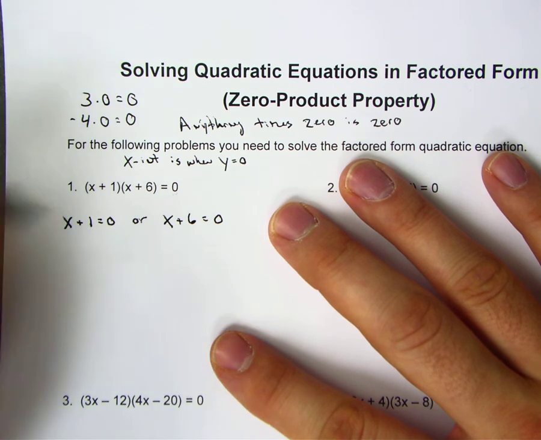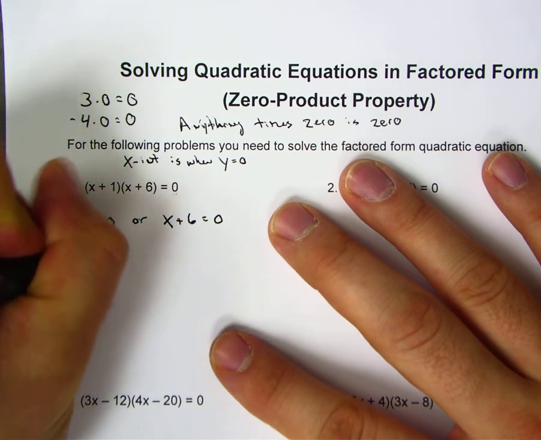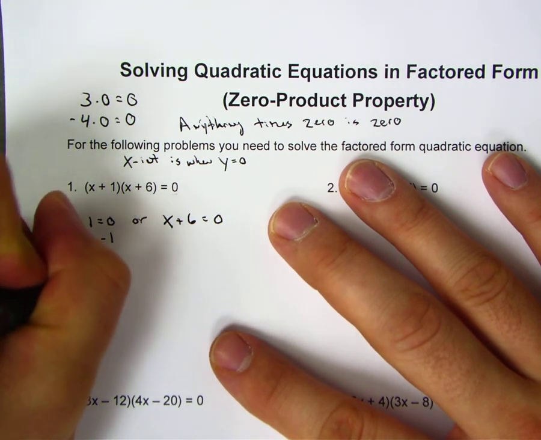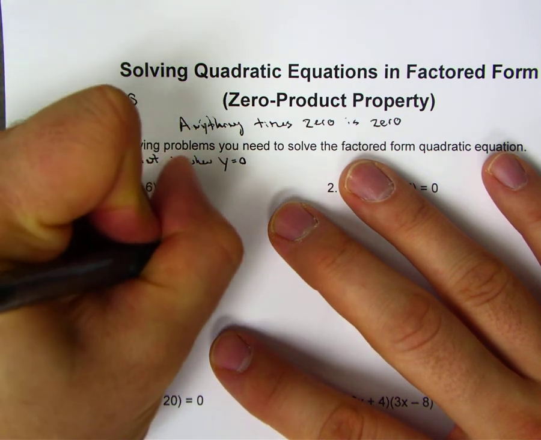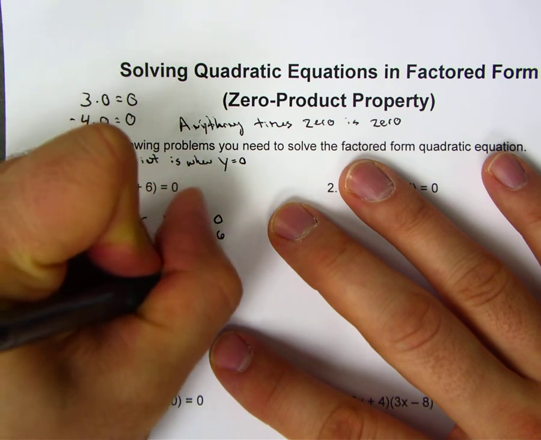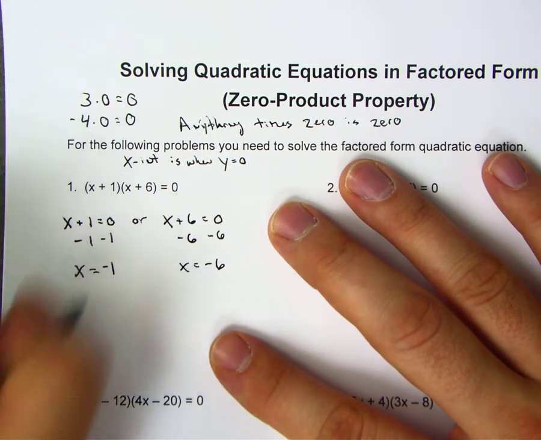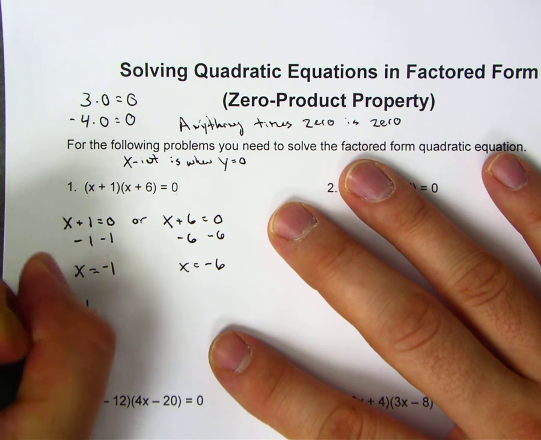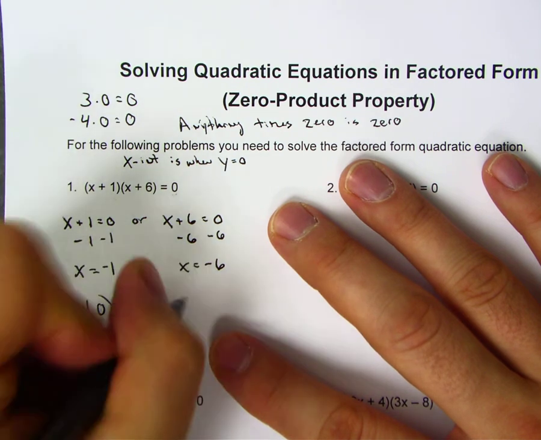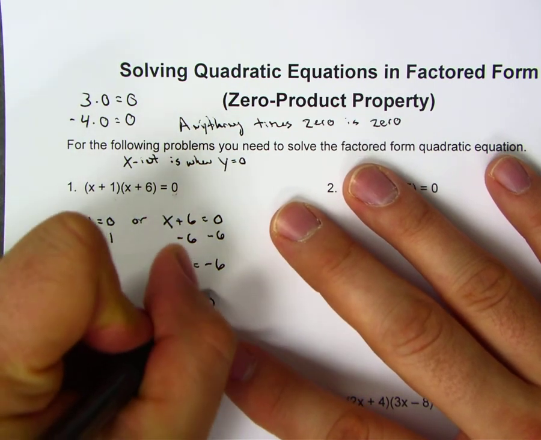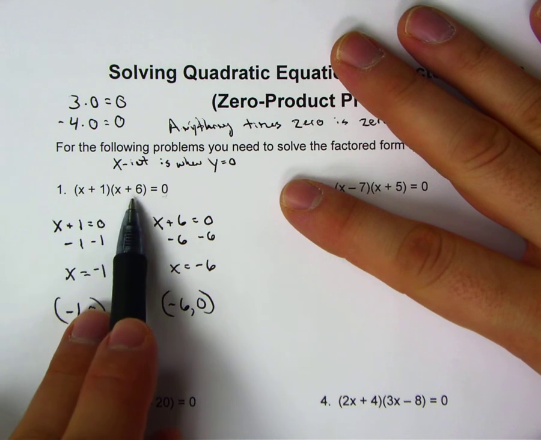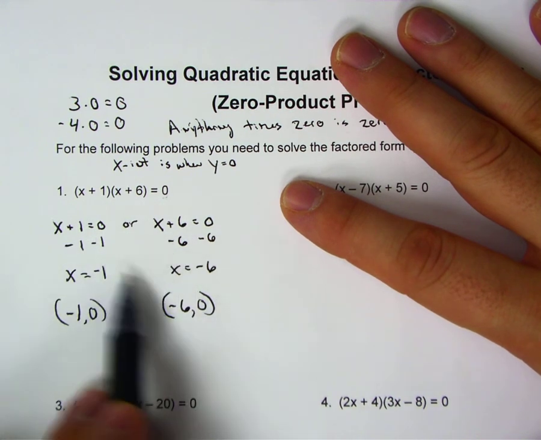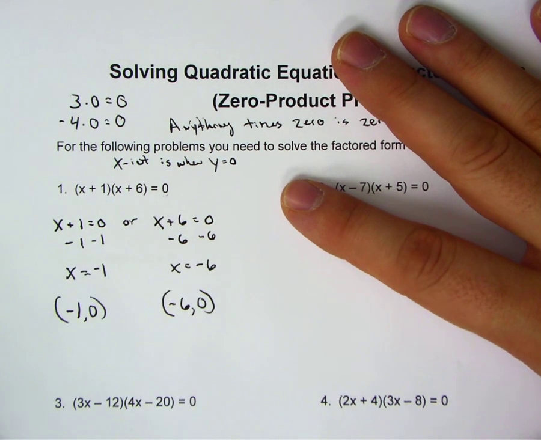And some of them are pretty simple to solve, like this one. You can minus 1 from both sides and you get x equals negative 1. And then on this one you can subtract 6 from both sides and you get x equals negative 6. So our two solutions here are negative 1, 0 and negative 6, 0. Okay? And we didn't have to use a calculator at all for that. Alright, so all we're doing is separating these two and then solving them for 0.